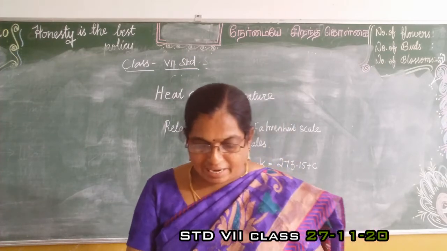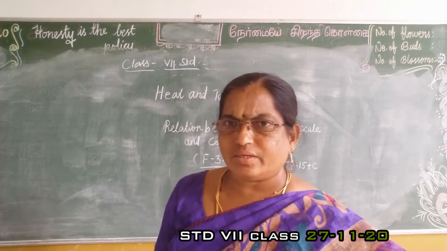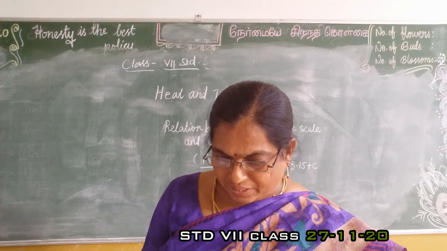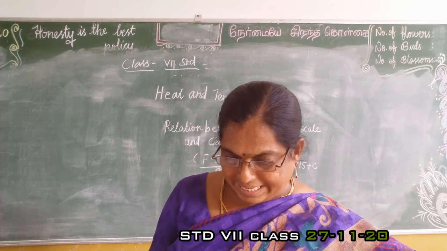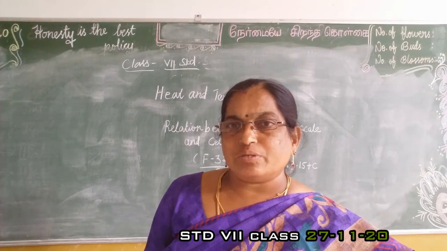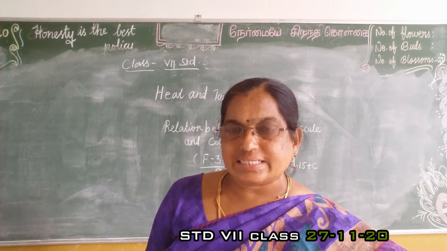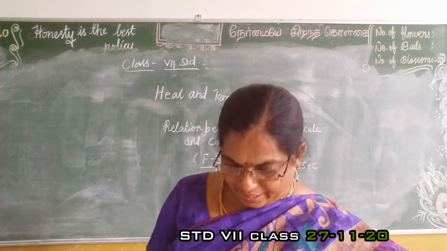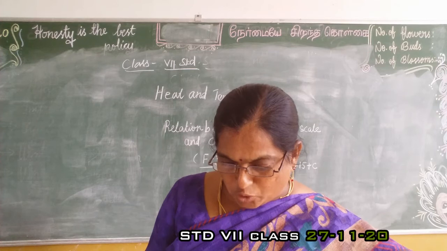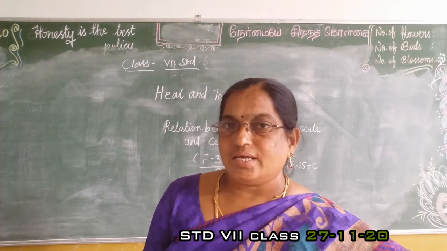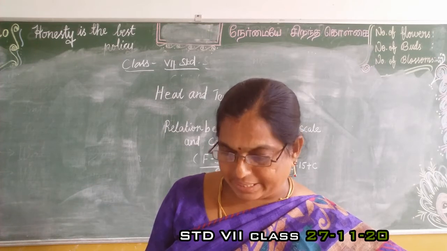And another one, the Kelvin scale. The third one is the Kelvin scale. The Kelvin scale is named after Lord Kelvin. It is the SI unit of measuring temperature. The SI unit of temperature is Kelvin, written as capital K. It is also known as the absolute scale. It starts from the absolute zero temperature.